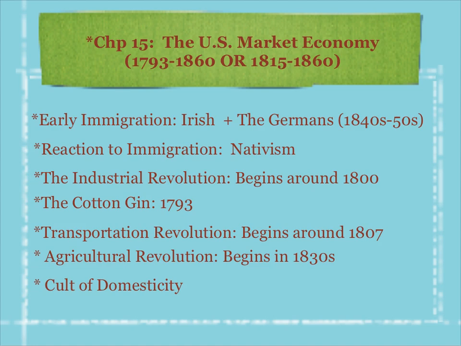We'll begin, first of all, with early immigration. And again, in order for a market economy to thrive, you need workers. The two main immigrant groups of this time period are the Irish and the Germans. So you know the specifics of each. We'll start with the Irish.